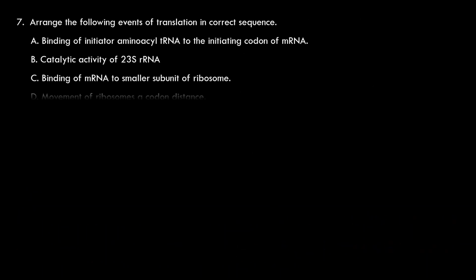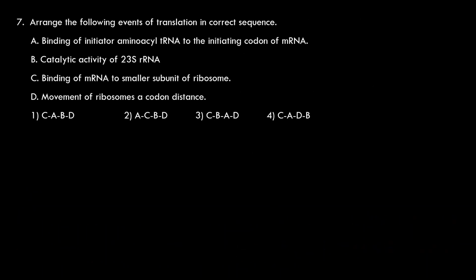Coming to the next question. Arrange the following events of translation in correct sequence. A: Binding of initiator amino acid transfer RNA to the initiating codon of messenger RNA. This is done only after binding of messenger RNA to smaller subunit. B: Catalytic activity of 23S ribosomal RNA. It's seen only during chain elongation, but A is a chain initiation event. C: Binding of messenger RNA to smaller subunit of ribosome. This is the chain initiation initial event. So C is first, after that A. After that, catalytic activity of 23S ribosomal RNA, absolutely.